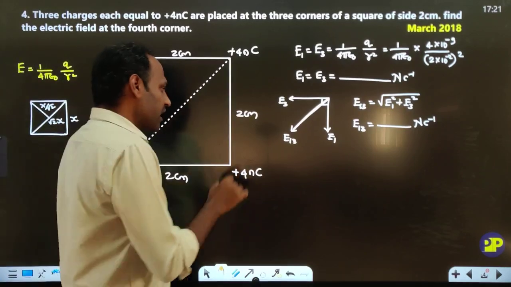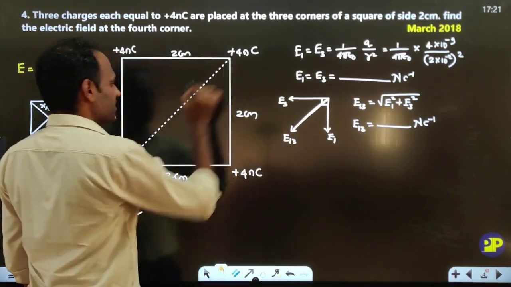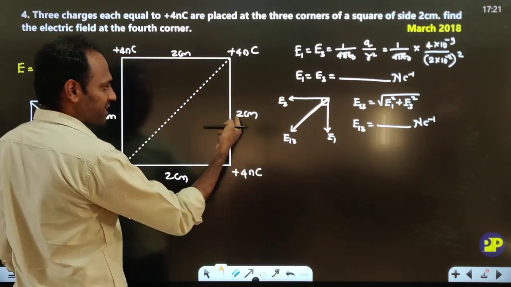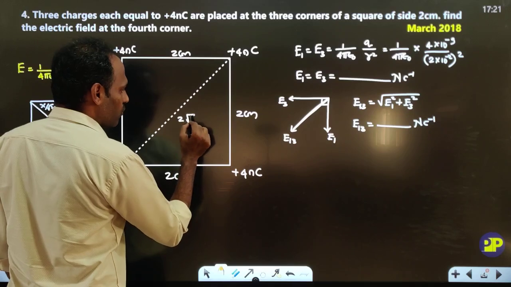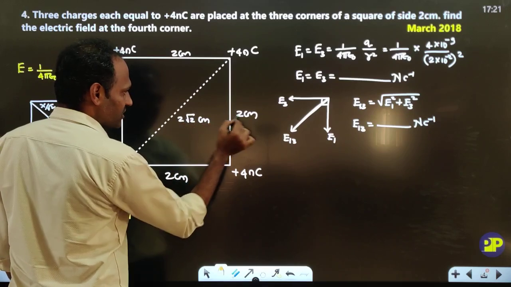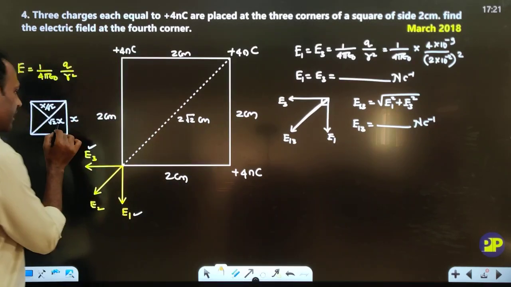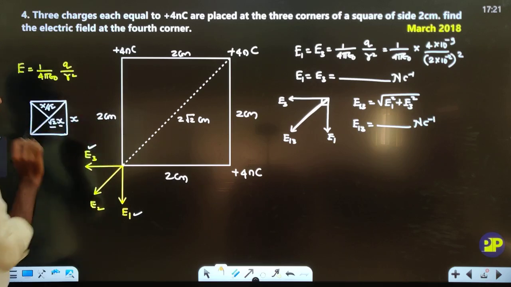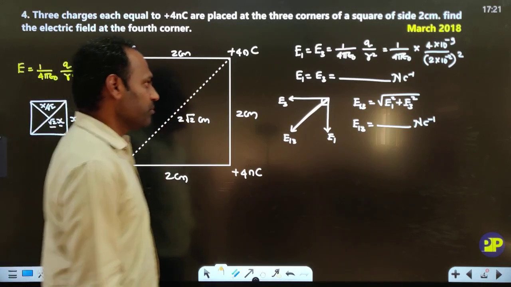Okay. So here, how much will this distance be? This distance will be x root 2. How much is x? X is 2 centimeters, and this is in centimeters, so the distance will be in centimeters. X root 2, where x means 2 centimeters. Okay, that much will be the distance.